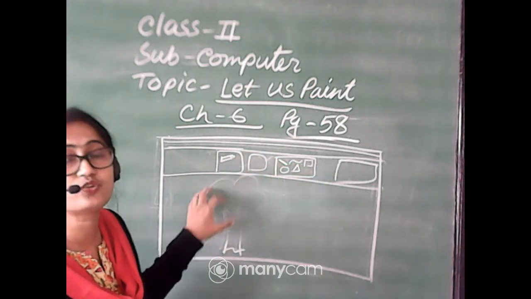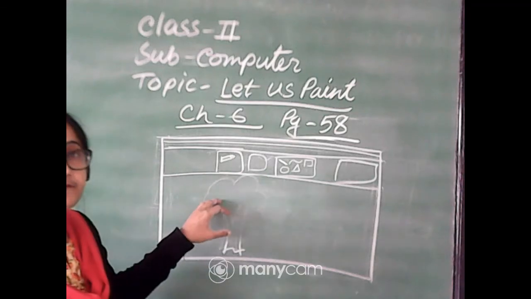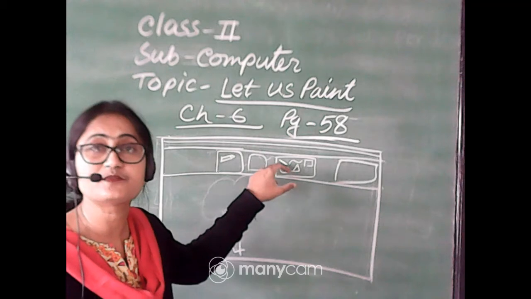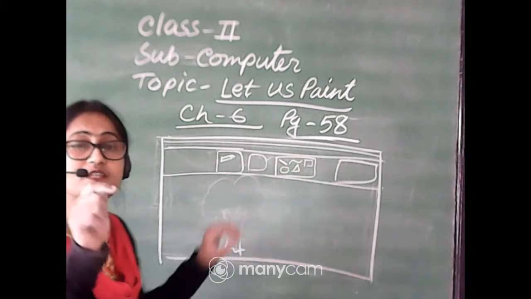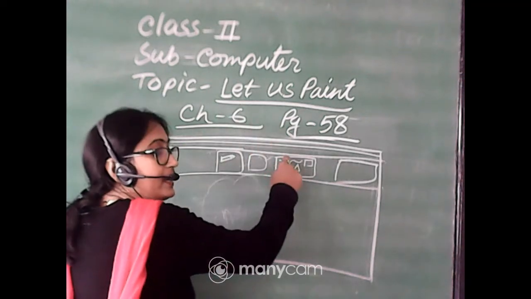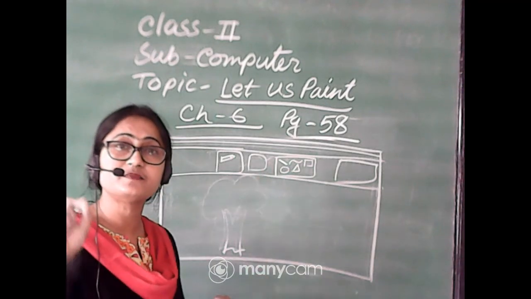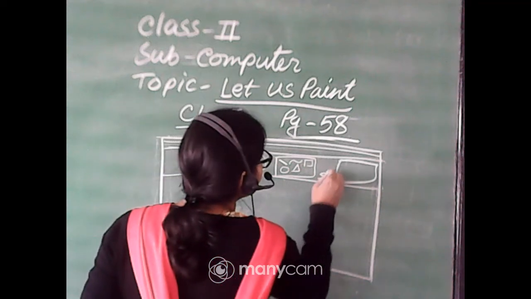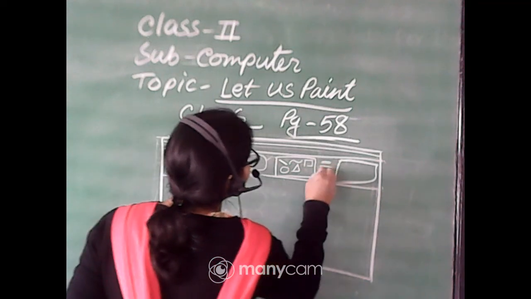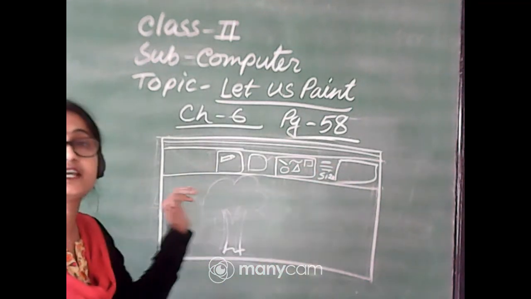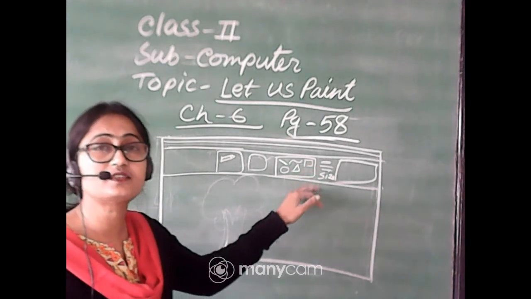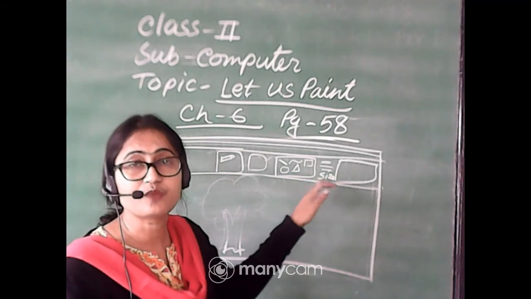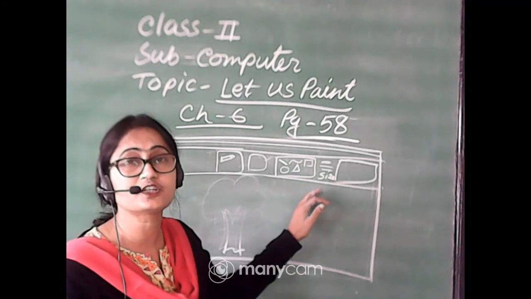If you want to draw a red color line, you just select the line tool from the shapes group. Select the line. How to select? Bring the mouse pointer and click it. Once you click, that means it is selected. Select the line and here is a size button. From the size button you can choose the thickness of the line.